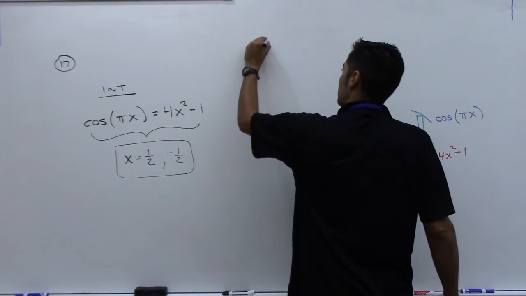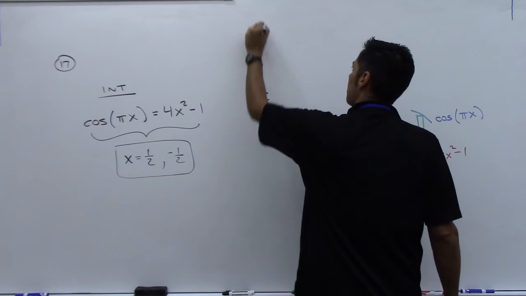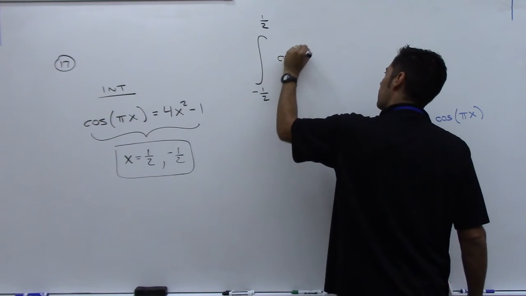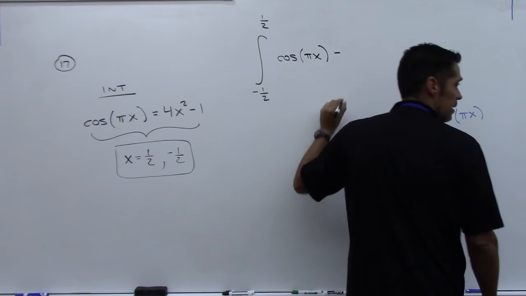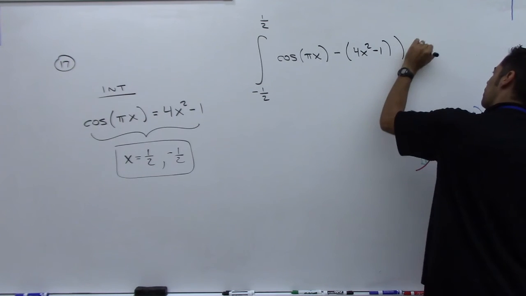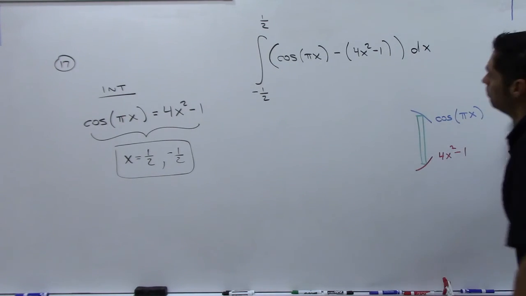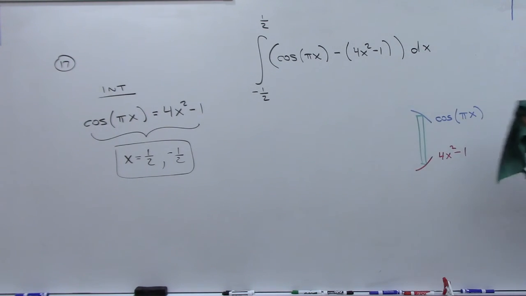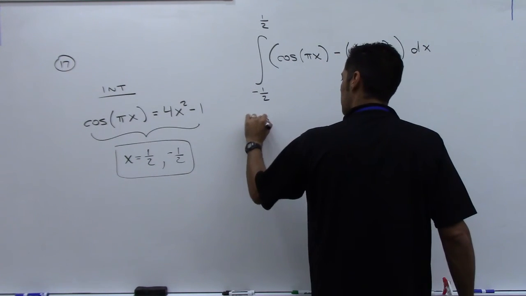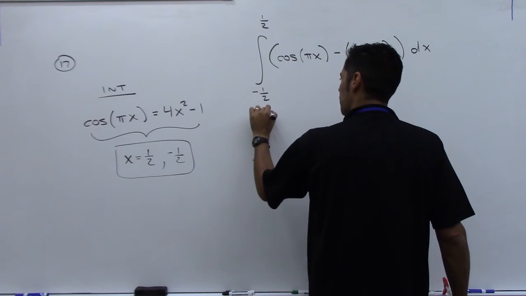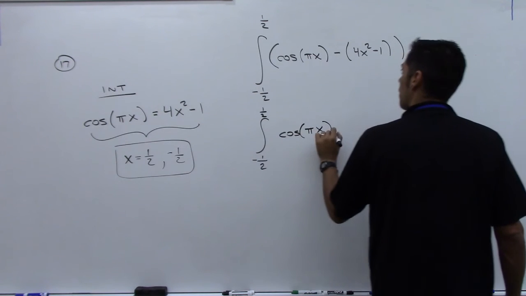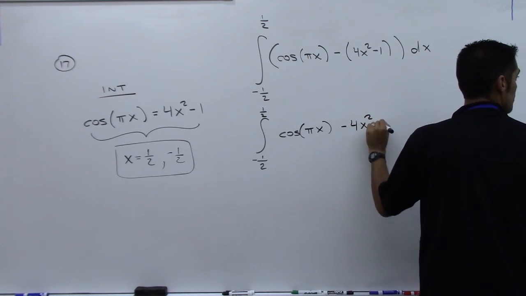All right, so I know that the integral starts at -1/2, stops at 1/2, and I know it's the top function, cosine pi x, minus the bottom function, which is 4x squared minus 1, dx. I put the 4x squared minus 1 in parentheses. All right, I'll go ahead and integrate this. Well, let me distribute that negative sign through first. This is just cosine pi x minus 4x squared plus 1.